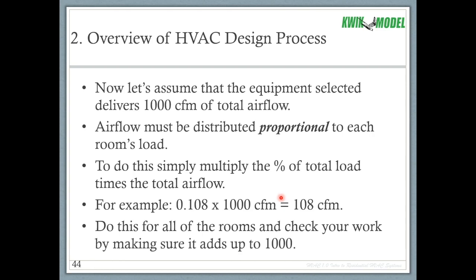So if you remember, for S1 it was 0.108. So if you multiply that times the total airflow, you get 108 CFM. So in other words, that room was 10.8% of the total load. 10.8% of the airflow is 0.108 times 1000, or 108 CFM. So we just have to do that for each room, and then the same way we check to make sure that the load percentages all added up to 1, we have to make sure that all our CFMs add up to our total CFM of 1000.